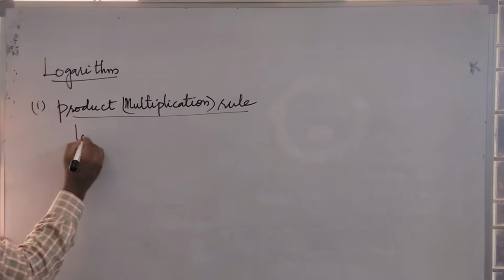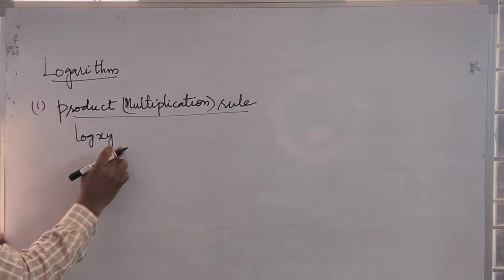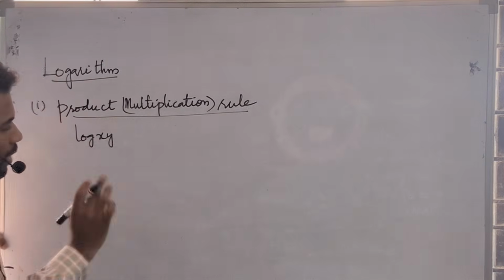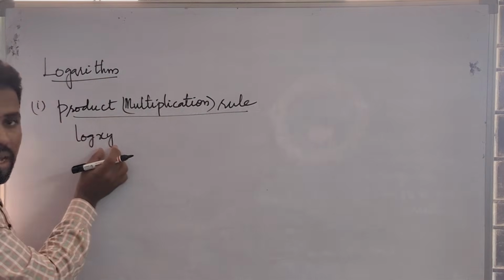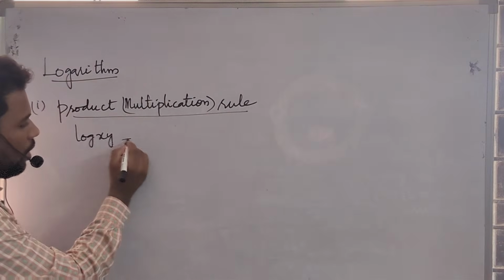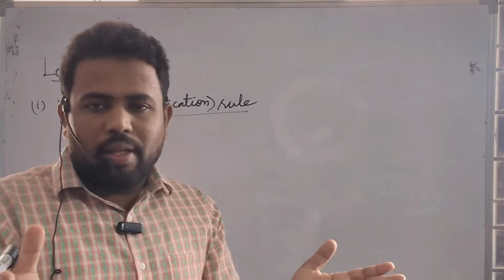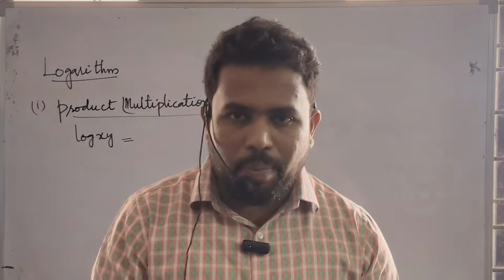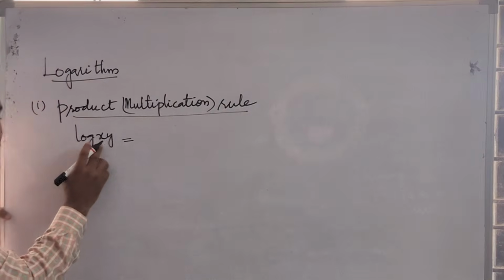So what is the multiplication rule here? Log x into y. If we observe carefully, you can see that x and y are multiplying with each other. These two numbers are multiplying with each other. So when the numbers are multiplying, you can expand log with the help of a plus sign. Let us see how I am doing it. It's very simple here. Log x.